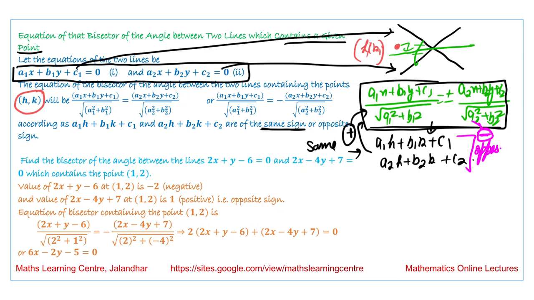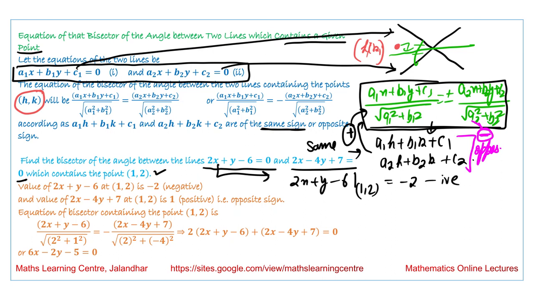So in this case, we solve a problem over here. Find the bisector of the angle between the two given lines, which contains the point 1, 2. We write both equations in the form 2x plus y minus 6, and at the point 1, 2 the value is minus 2, negative. The second is 2x minus 4y plus 7, and the value at 1, 2 is 1, positive. So both have opposite signs.